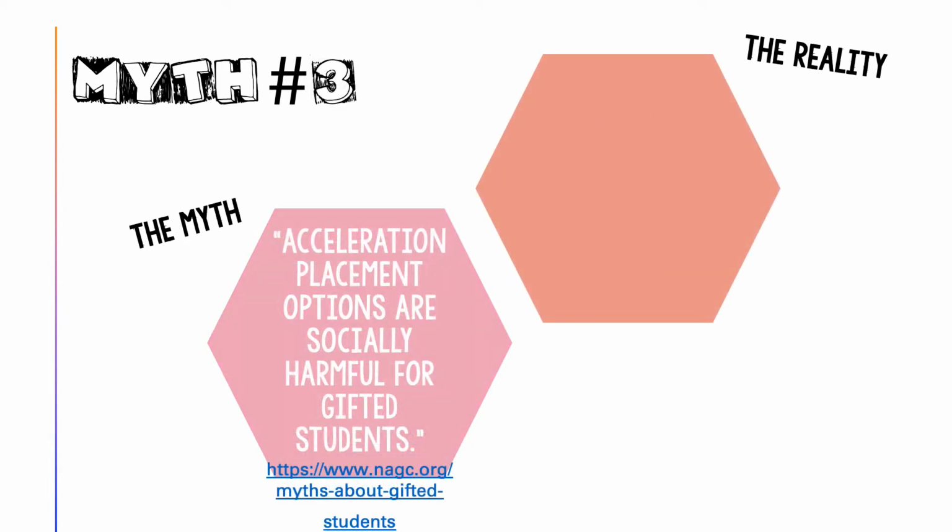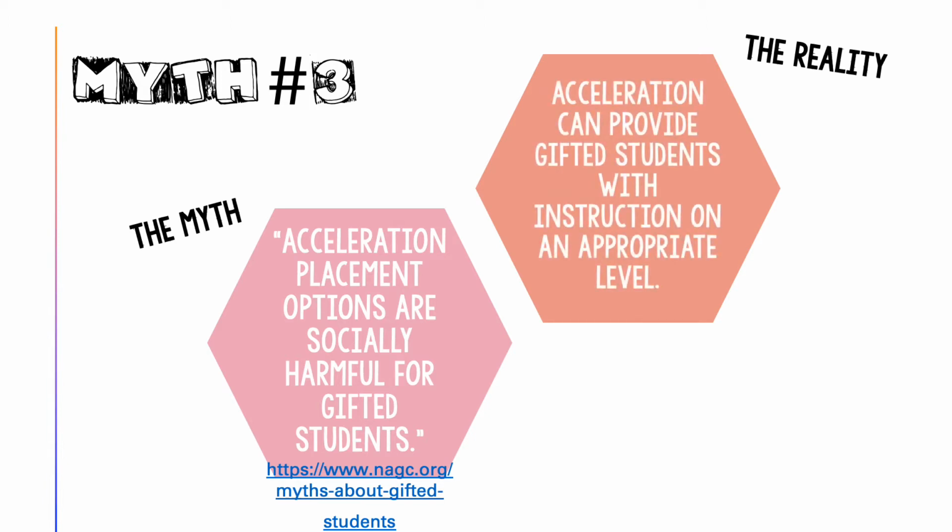A third myth is that acceleration placement options are socially harmful for gifted students. As we explored earlier, many gifted students do not think on the same level of their peers, despite their age or physical development. Because of this, they may feel out of place. These students need to be with students that share their interests. Options like early entrance to kindergarten, grade skipping, or early exit can be used to meet the needs of these students.